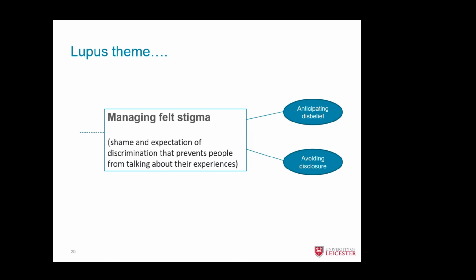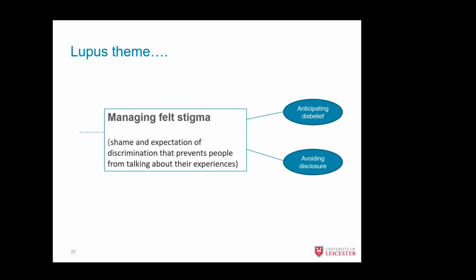So felt stigma is defined as shame and expectation of discrimination that prevents people from talking about their experiences. So you can see how we can draw on theory to help us interpret what's going on within the data, and that might become a theme that we've brought all our codes together under. And when you bring your codes together under a theme, you still have a link back to the original text that was labelled under that code.